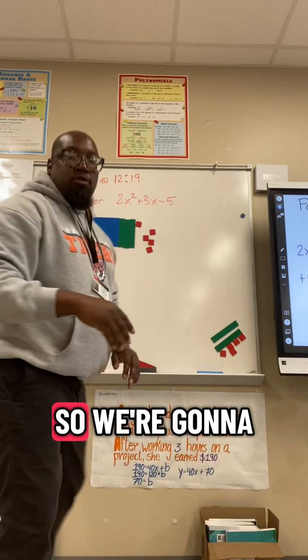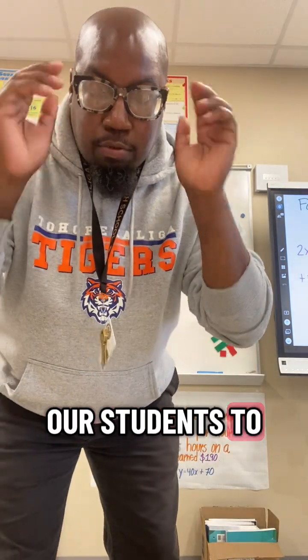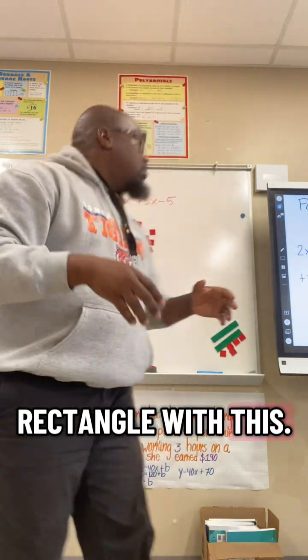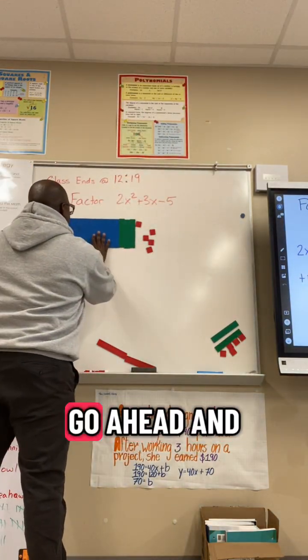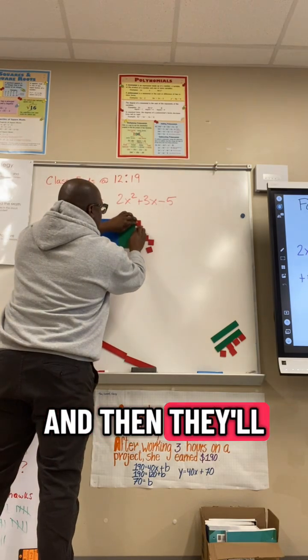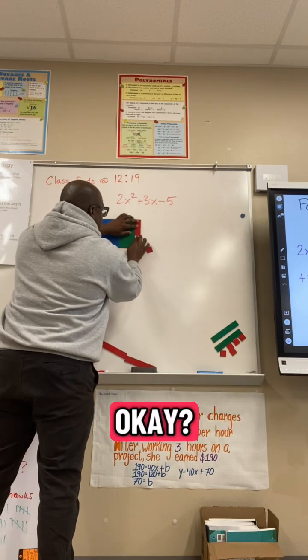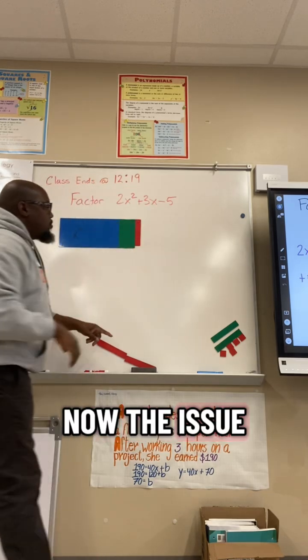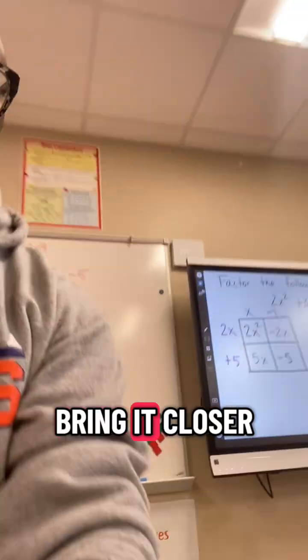All right, so we're gonna tell our students to make a perfect rectangle with this. All right, so most students will try to go ahead and put this here, and then try to put this here, okay? And then they'll try to line these up right here, okay? Now the issue is, I don't know if you can see it, but let me bring it closer just a little bit.